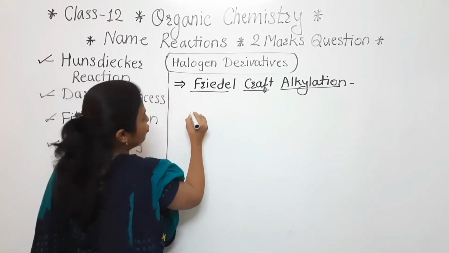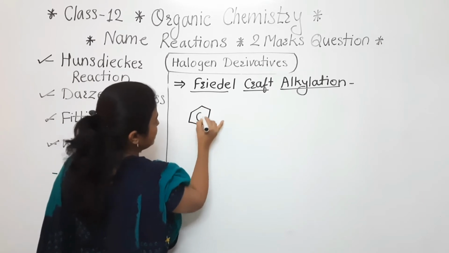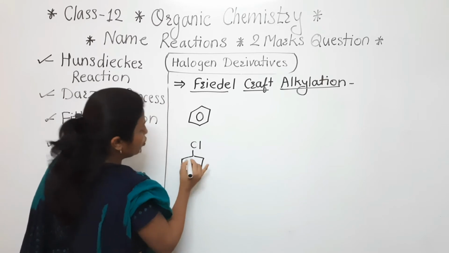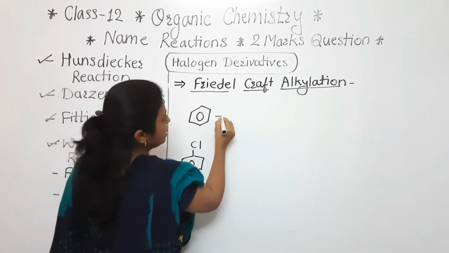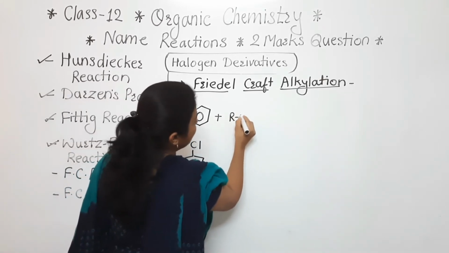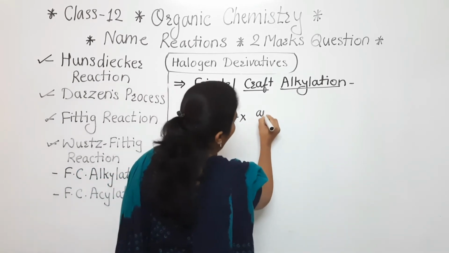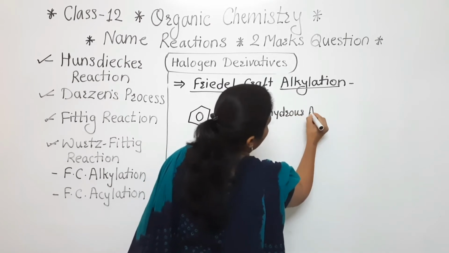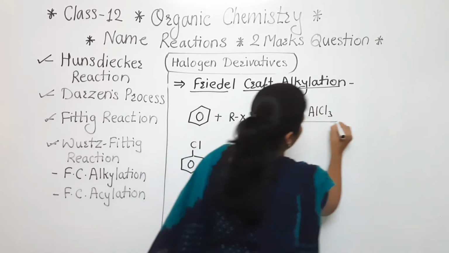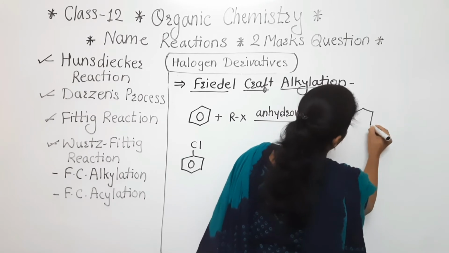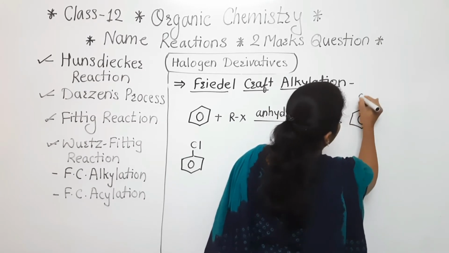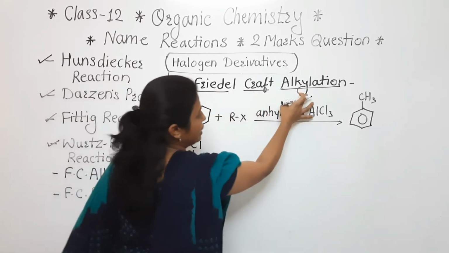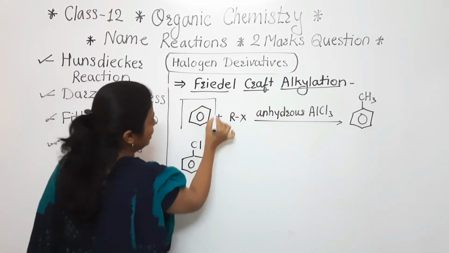That's why see, if we consider only benzene is there, and in the second case we are taking chlorobenzene. What is this reaction? See, when benzene is treated with alkyl halide in presence of anhydrous AlCl3, it gives methyl benzene. This is the reaction for the Friedel-Crafts alkylation, because here we have taken only benzene.